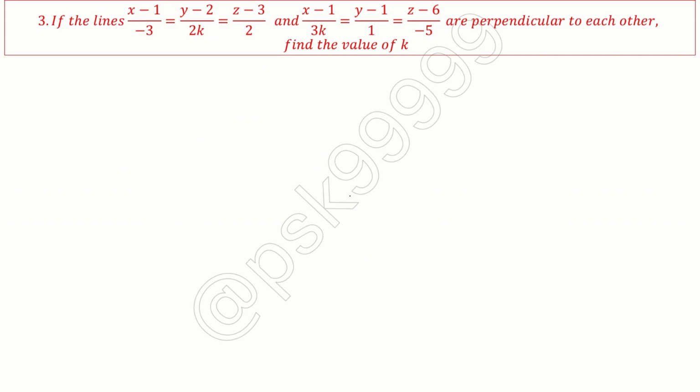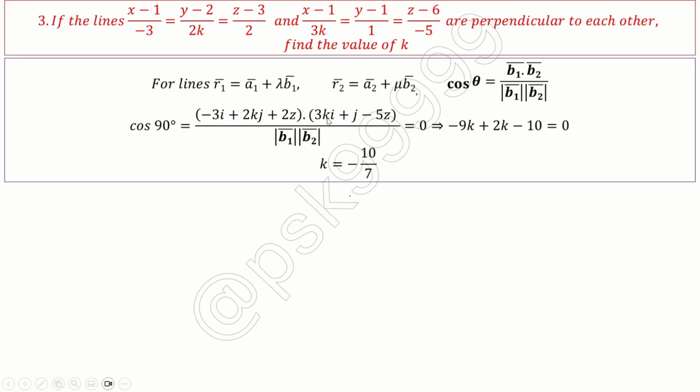Next, if the lines are perpendicular to each other, find the value of k. We have done these problems before. Only thing is just make sure that the format is correct: x minus 1, y minus 2, z minus 3, and x minus 1, y minus 1, z minus 6. They are in the right form. So I am interested only in b1 and b2, the dot product of those two. That is nothing but minus 9k plus 2k minus 10 equal to 0, or k is equal to minus 10 by 7. Okay, next.